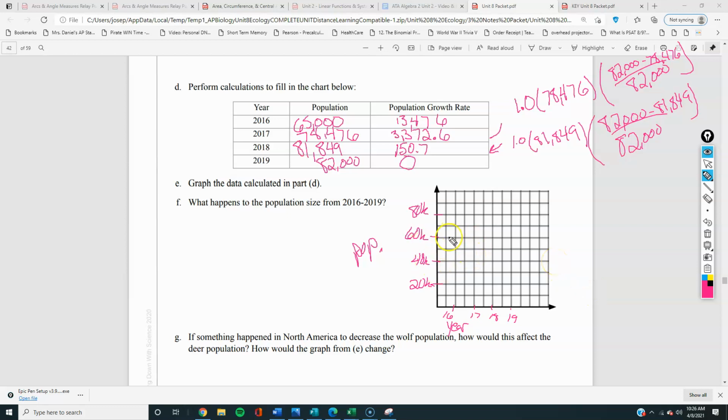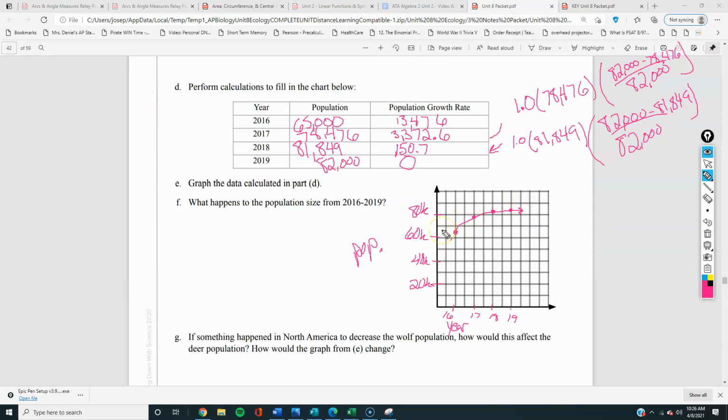So 2016, we had 65,000. In 2017, we had 78,000. Should be about here. 2018, 81,000. Should be about here. 2019, we had 82,000. So you see this graph is curved. Now what happens to our population size from 2016 to 2019? I would say it gets closer and closer to carrying capacity until it reaches it. Because as you approach carrying capacity, your population slows.